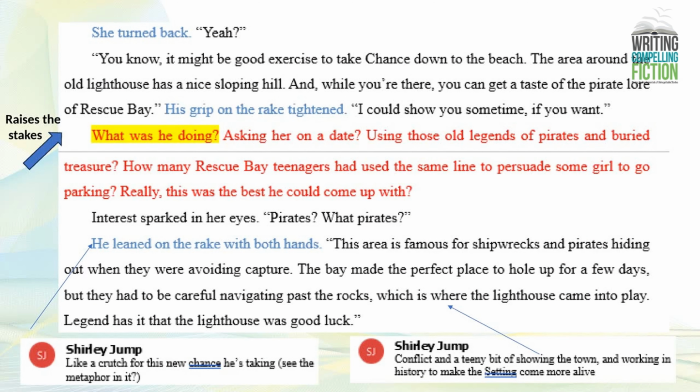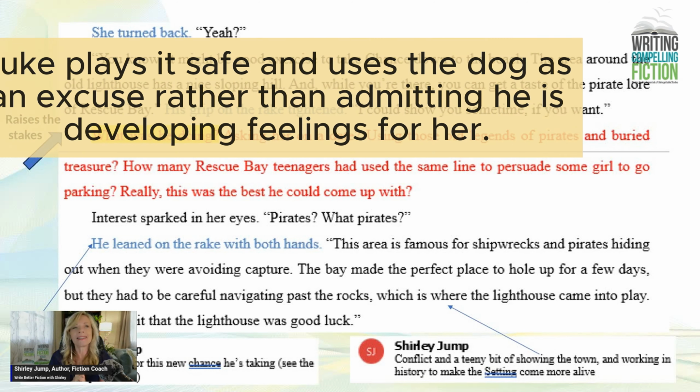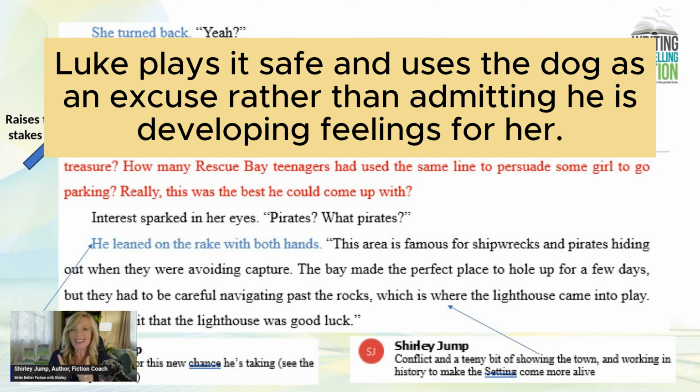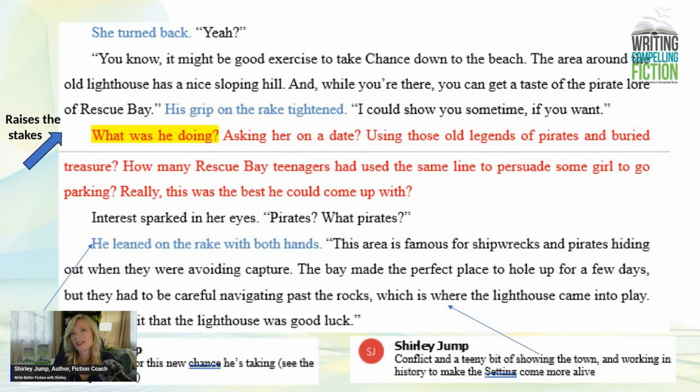She turns back and asks him what he wants. And now he's using this as an excuse. Again, he's using the dog because the dog is really close to her. "Maybe we should take the dog to the beach. There's the old lighthouse. I can tell you about the pirate lore of Rescue Bay." And we're using the rake.